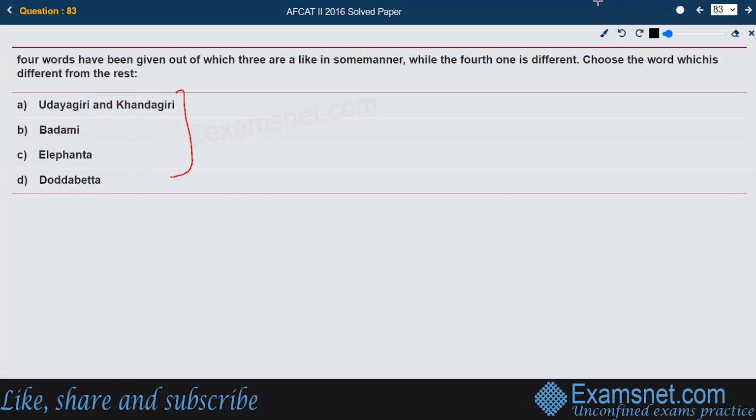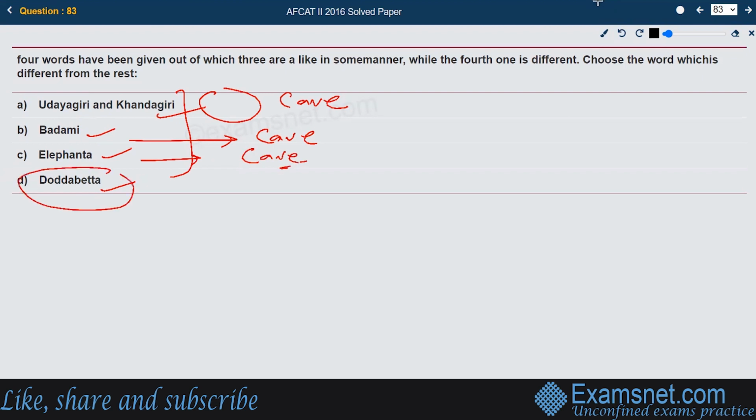Next, again, four words have been given. We are supposed to find out which one is odd. Udayagiri and Khandagiri, Badami, Elephanta, and Dodabeta. If you see the options, all of them are caves. Udayagiri and Khandagiri are also caves. Badami is a cave. Elephanta are very famous caves. And Dodabeta is not a cave, rather it is a mountain peak. It is located in the state called Tamil Nadu, India.